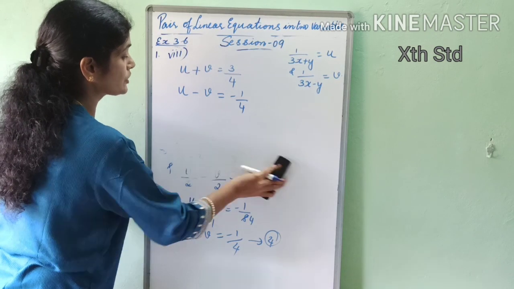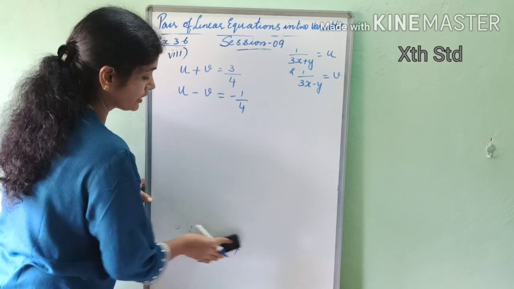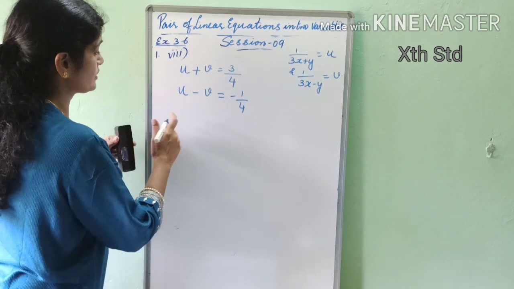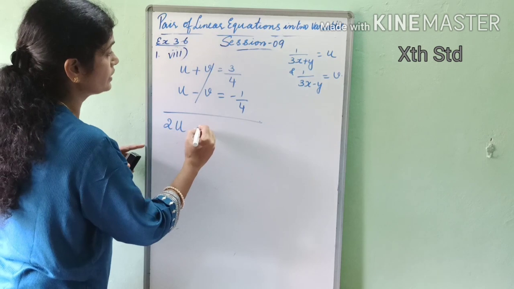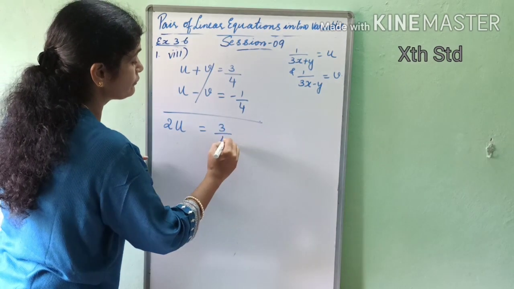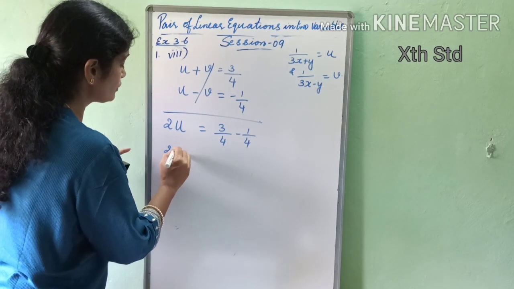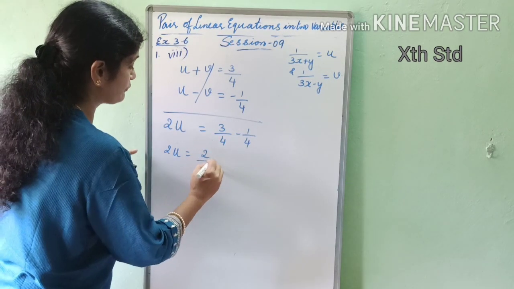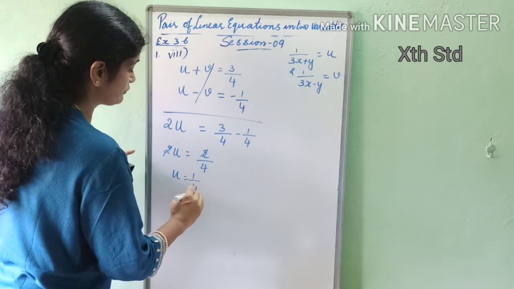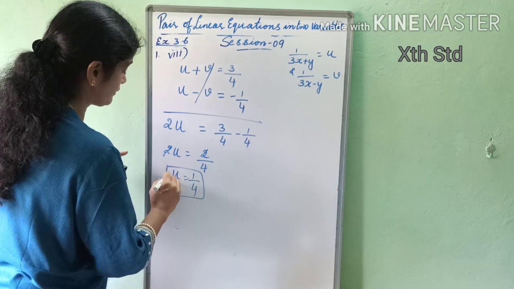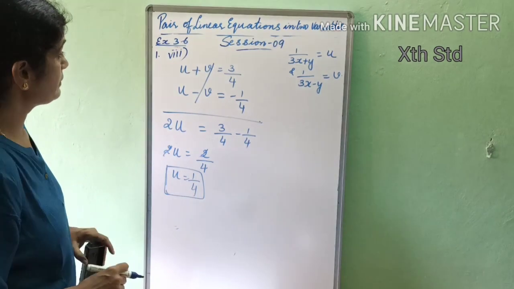So elimination: already the coefficients are equal, so we need not do anything. We can just add those two equations. Right? So v will get cancelled. So 2u is equal to 3 by 4 minus 1 by 4, that is 2u is equal to 2 by 4. So u is equal to 1 by 4. After simplifying, u is equal to 1 by 4.